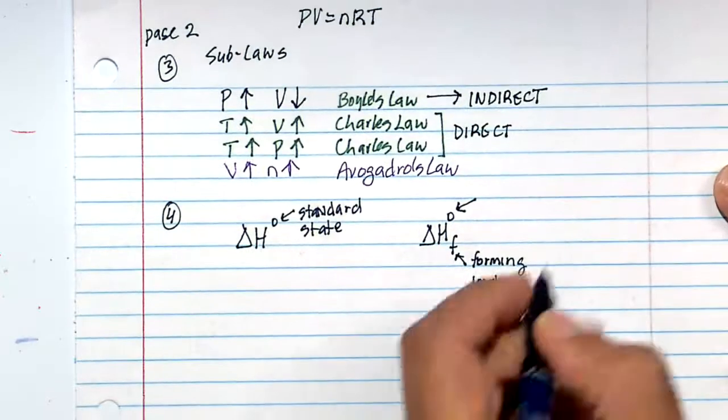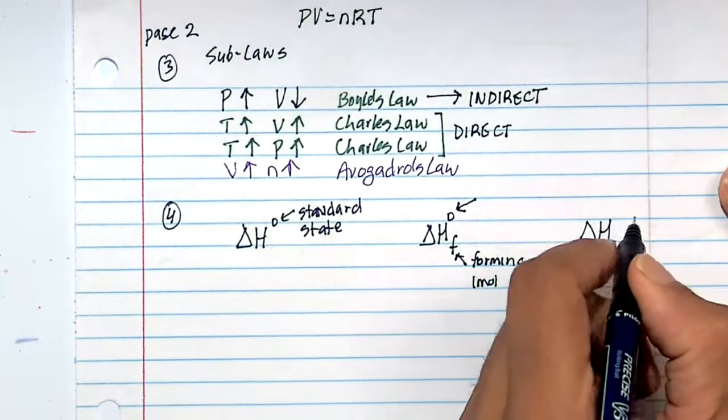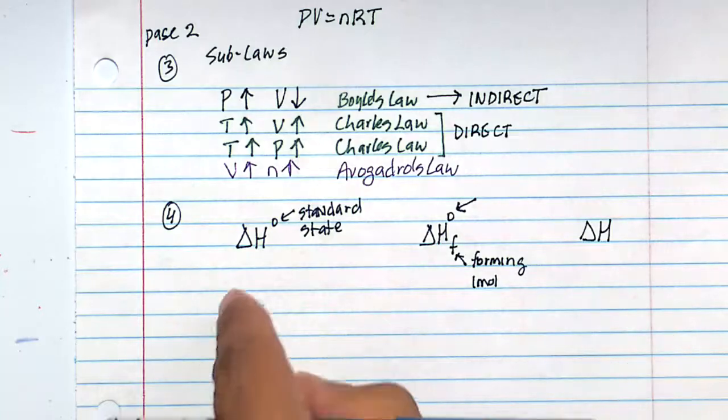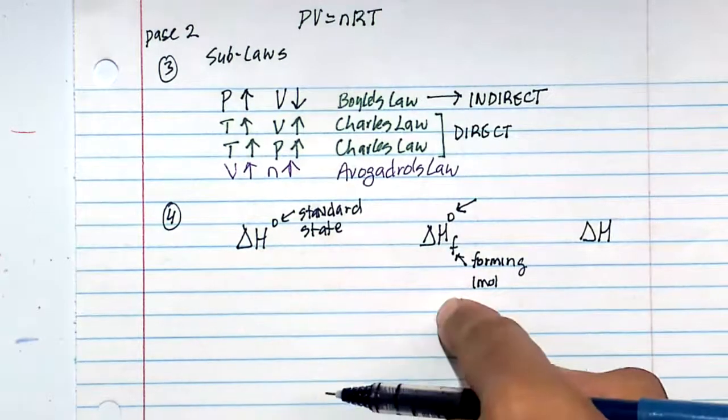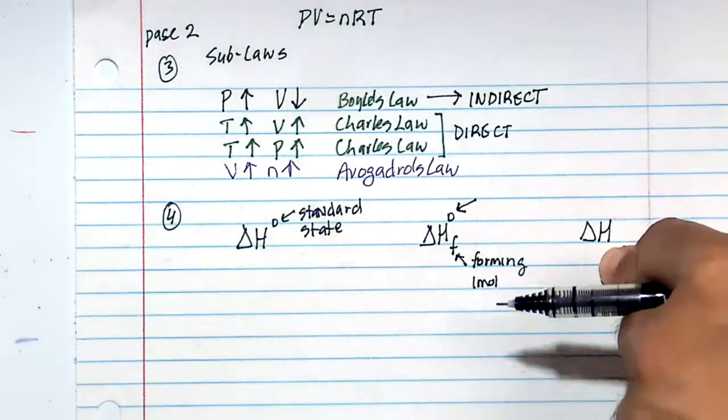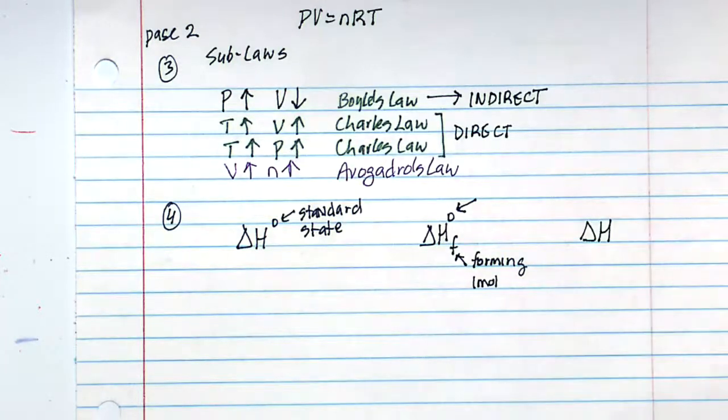And then you have just plain old delta H, whatever conditions, whatever temperature, whatever pressure. So 3 different enthalpies. Their meanings are different. One condition, another condition forming 1 mole, and then any old condition that's in the problem you're trying to solve.